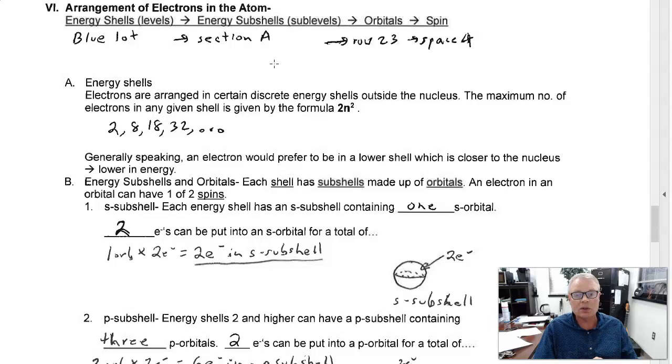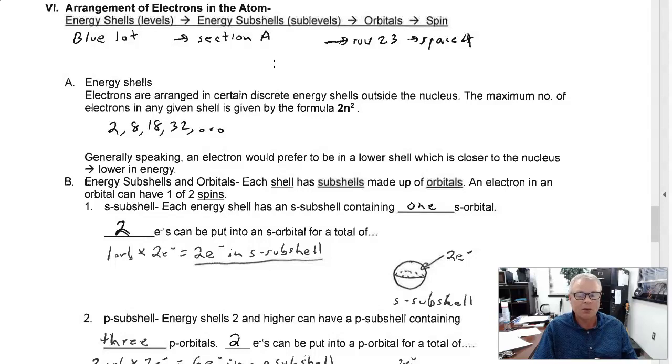So when you hear average distance close to the nucleus, think low in energy. And that's where the electrons prefer to be. When you see average energy large distance from the nucleus, that means high in energy. Electrons would prefer not to be there unless they had to. Okay?